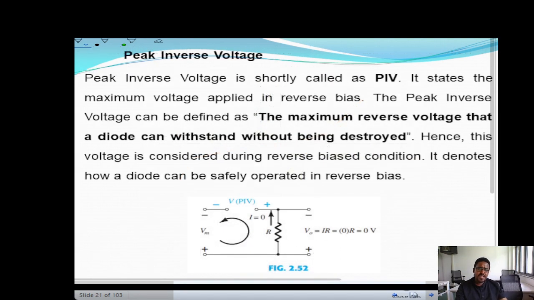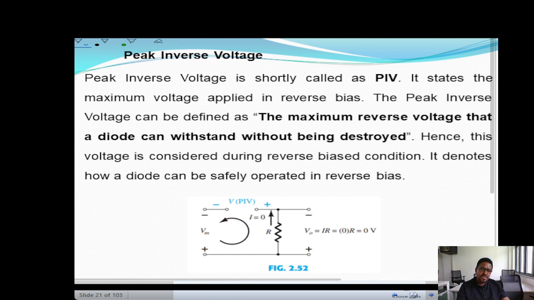Now, during reverse bias condition, we get the maximum reverse voltage, that means the peak inverse voltage. Peak inverse voltage is shortly called PIV. It states the maximum voltage applied in reverse bias. The peak inverse voltage can be defined as the maximum reverse voltage that a diode can withstand without being destroyed. Hence, this voltage is considered during reverse biased condition. It denotes how a diode can be safely operated in reverse bias.